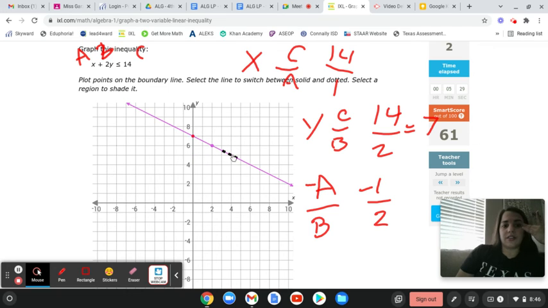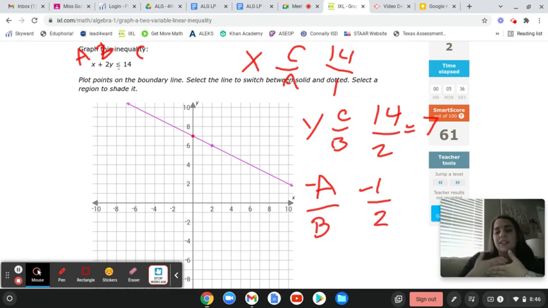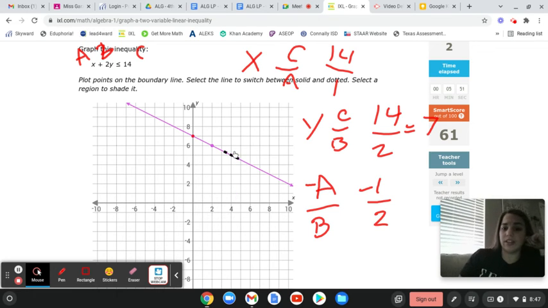Now I'm going to figure out if it's dashed or solid. I have a less than or equal to symbol, but what matters is the fact that the or equal to is there. If the or equal to is there, you have a solid line. If it's just greater than or just less than, you have a dashed line. Right now, we have a solid line, so I do not need to press that dash thing. I just need to figure out where to shade.